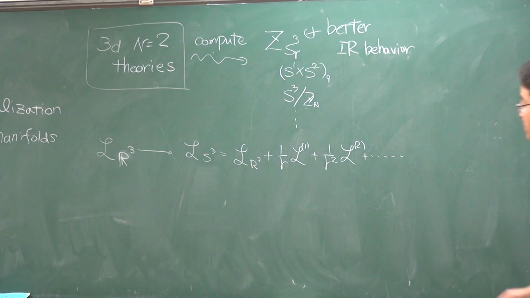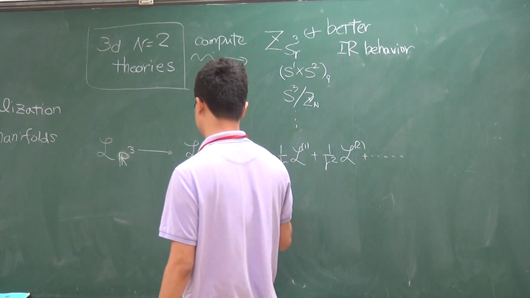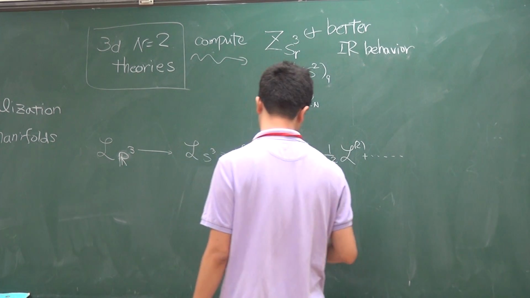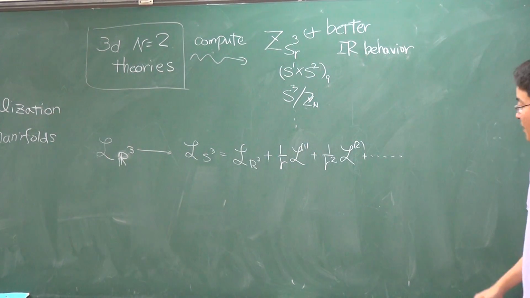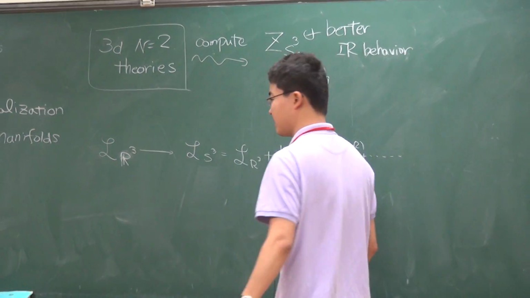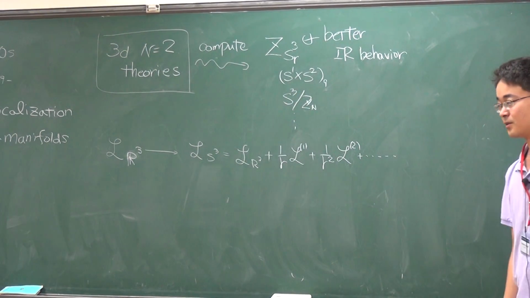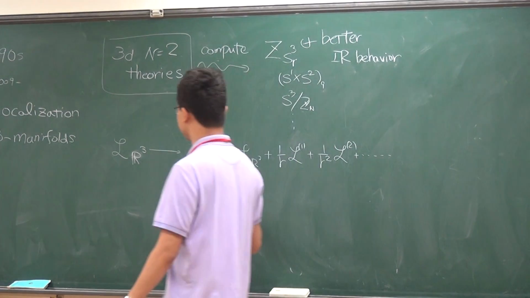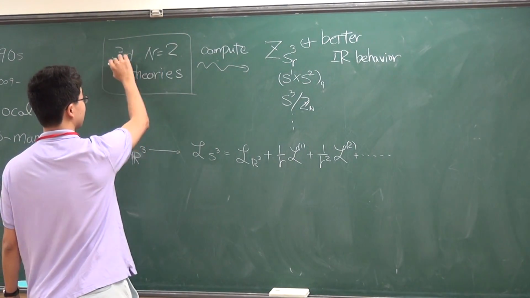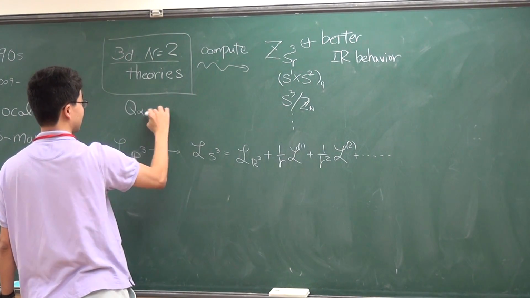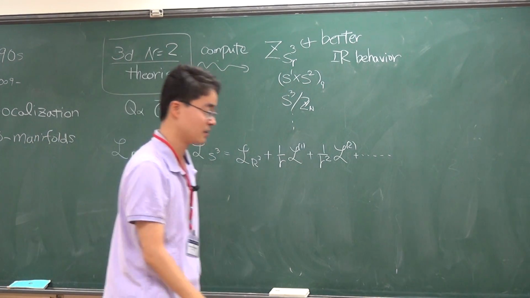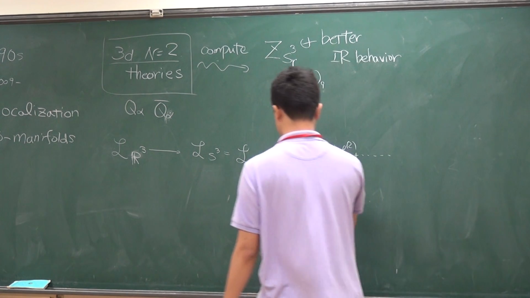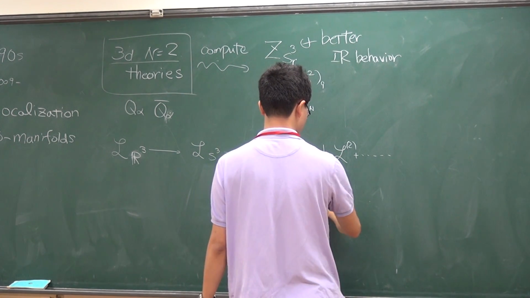Now, there are problems, because there are actually infinitely many ways of putting the theory on a curved manifold. So we need some principle. The principle is that I want to put the theory in such a way that at least some of the supersymmetry is preserved. In this 3D N=2 theory, we have Q alpha and Q bar alpha, four supercharges, but such that at least one supercharge, or some supercharges, are preserved.